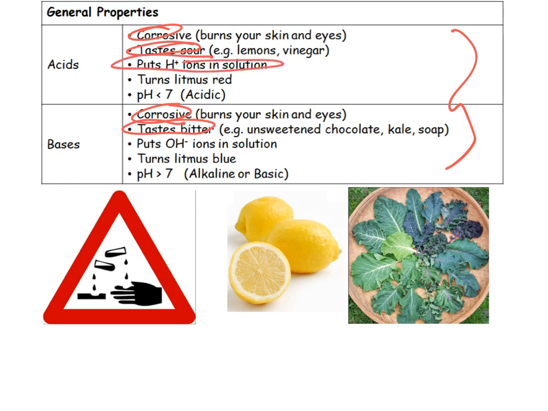Acids add hydrogen ions, which then turn into hydronium ions, and bases add OH ions to the solution. There's indicators. One of them is called litmus, and in acid it's red, in bases it's blue. pHs less than 7 are acid, pHs greater than 7 are base, or basic, or alkaline.